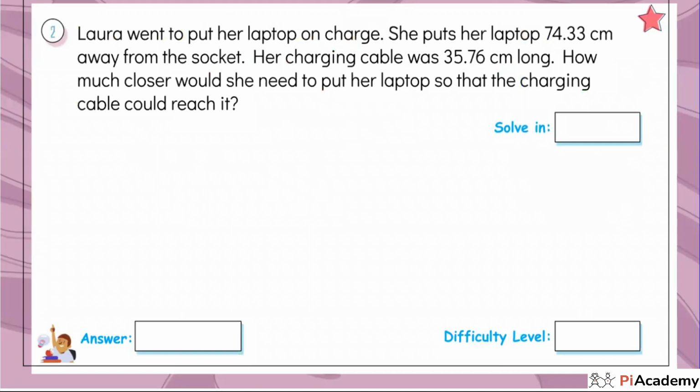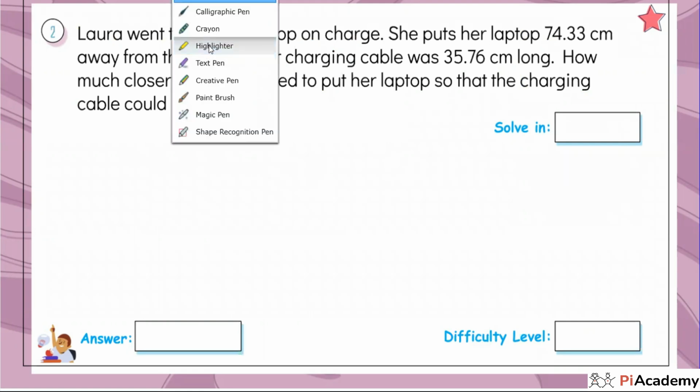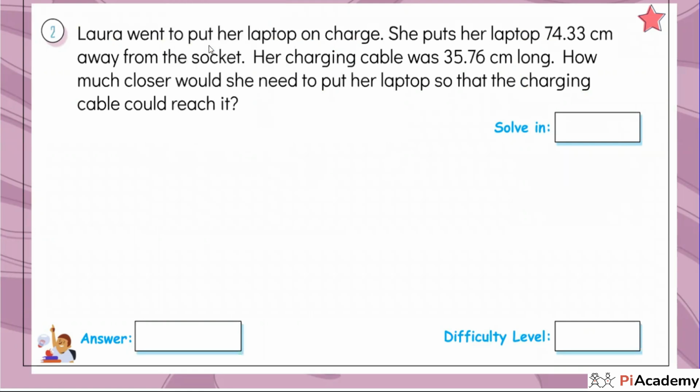Yeah, and let me select one person to read this question. Anaira, can you please read this question? Laura went to put her laptop. I cannot hear you. Okay, Krishna, can you please read this question?